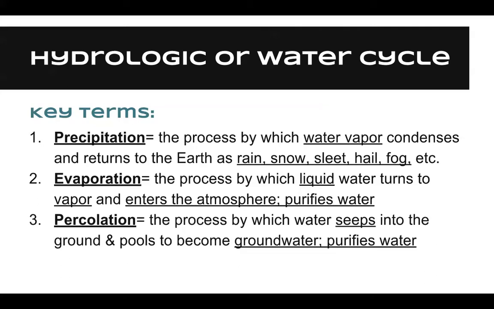Percolation is a word that you've probably heard, but maybe not related to the water cycle. Percolation refers to the process in which water that has fallen to the ground moves down into the ground, through the ground, and keeps moving down through the soil until it pools in channels deep in the earth and becomes groundwater. That process also purifies water, which might sound counterintuitive because you might think that water that's moving through dirt is going to be dirty water, but the soil, as it moves down, actually serves as a filter.